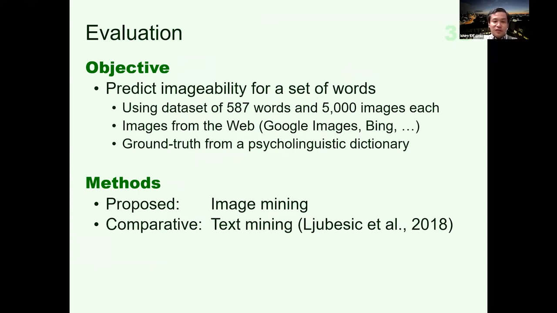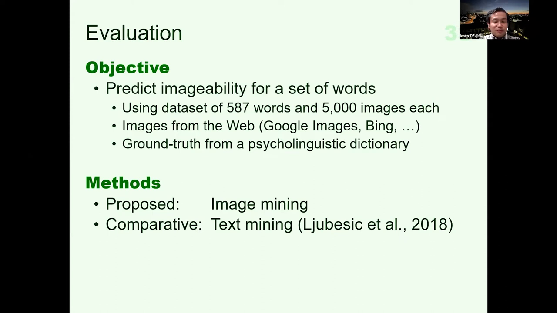And for this, we collected a lot of images from the web. But actually, for some words, it was quite difficult to gather a sufficient number of images. So we had to limit the number of words to 587. That's not so big, but each of them has 5,000 images. So we combined Google Images and Bing and tried to collect 5,000 images for each of these words. Then the ground truth we got from the psycholinguistic dictionary.